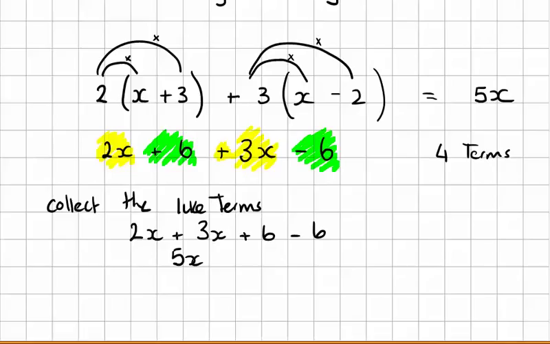So we've simplified it down to how many terms? 1. Good. So we simplify to 1 term. That's the definition of simplifying: when you reduce the number of terms that you have.